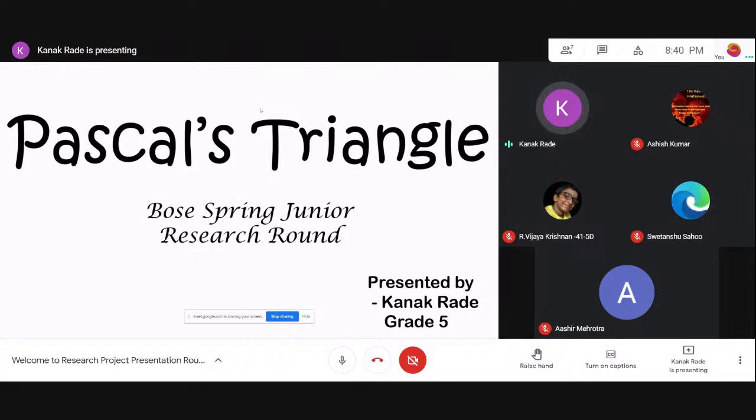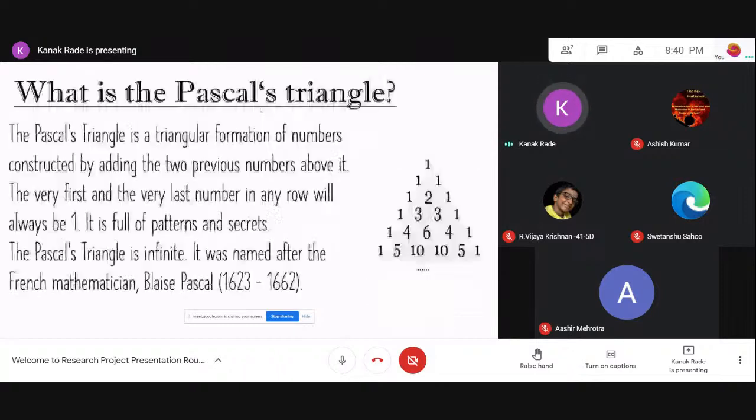So, what is Pascal's triangle? Pascal's triangle is a triangular formation of numbers constructed by adding the two numbers above it. The very first and the very last numbers in any row will always be 1. It is full of patterns and secrets. Pascal's triangle is infinite. It was named after the French mathematician Blaise Pascal.